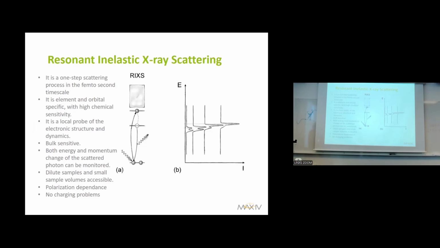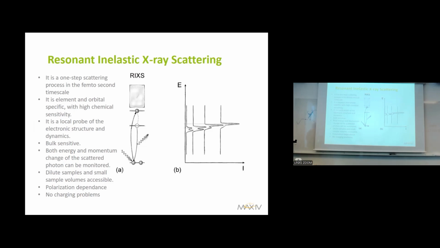It's element and orbital specific. It has a very high chemical sensitivity. Actually, it cannot only discern different atomic species, but it can discern easily different atomic species in different chemical environments. So this gives us a very powerful tool that we can do a lot of things with. It's a local probe because of the core hole involvement, and it gives information about the local electronic structure and dynamics.